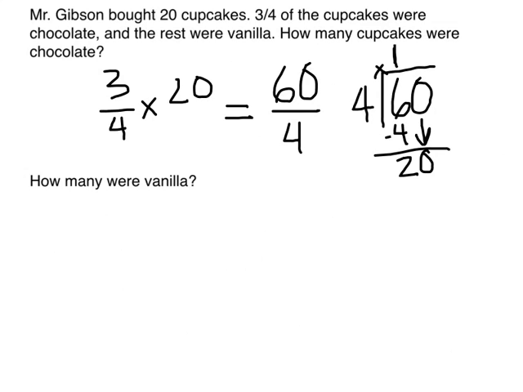4 goes into 20 5 times. 5 times 4 is 20. When I subtract, I have 0 left over. So, 15 cupcakes were chocolate.